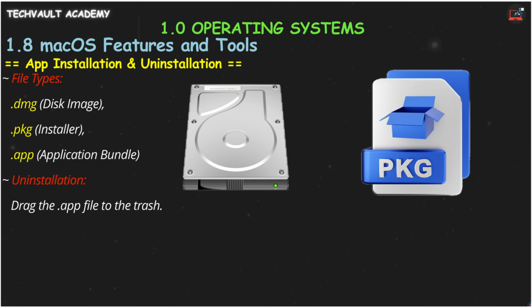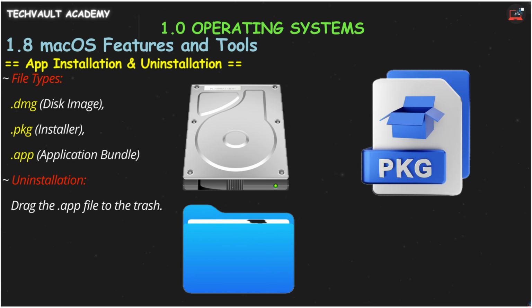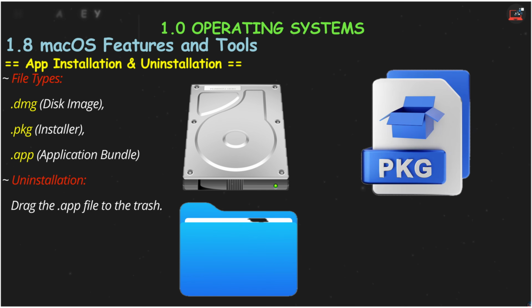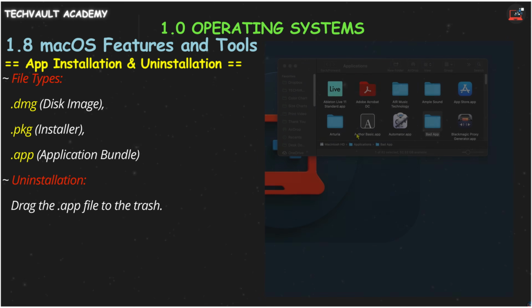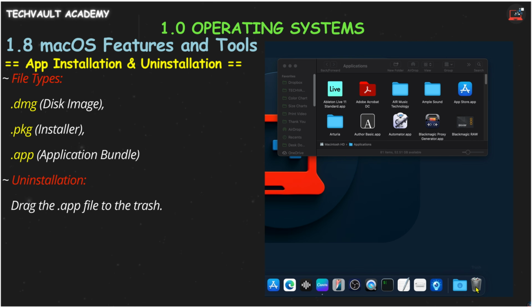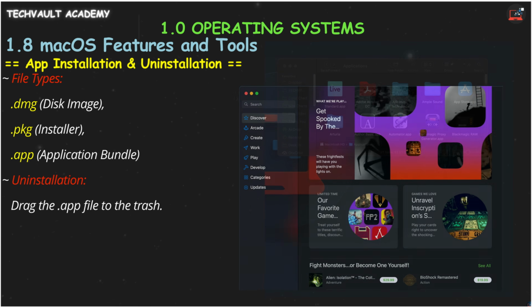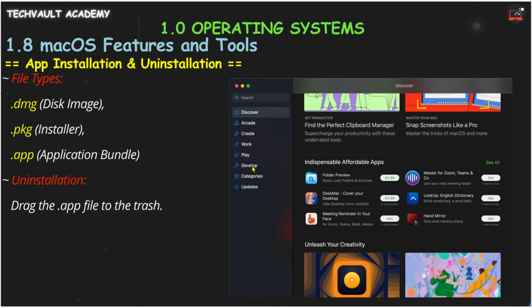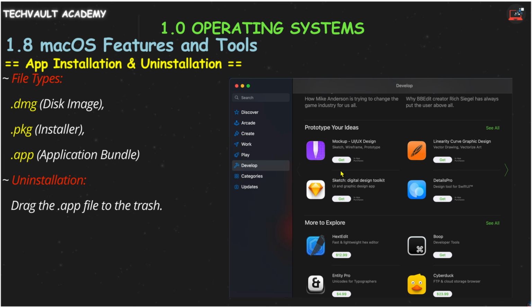The application itself is a .app file, which isn't a single file, but a self-contained bundle, like a suitcase holding everything the app needs. This is why uninstallation is so simple. You typically just drag the app file from the Applications folder to the trash. For verified software, you can also use the Mac App Store, which centralizes installation and updates.